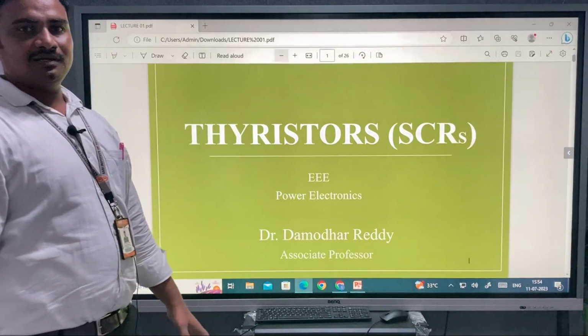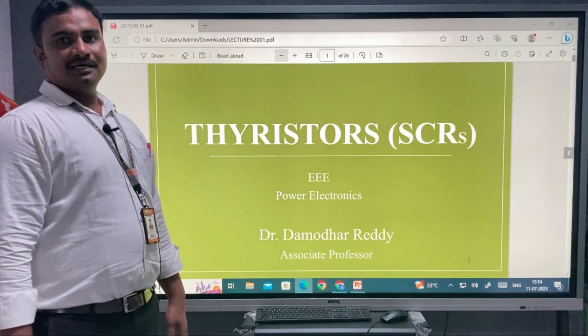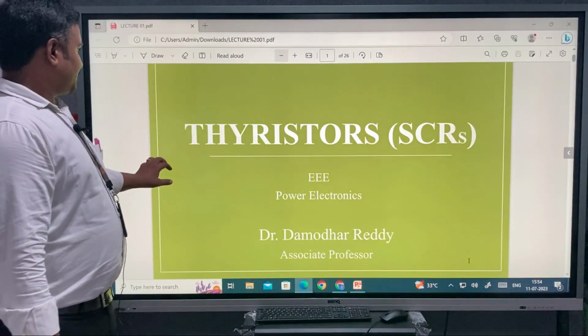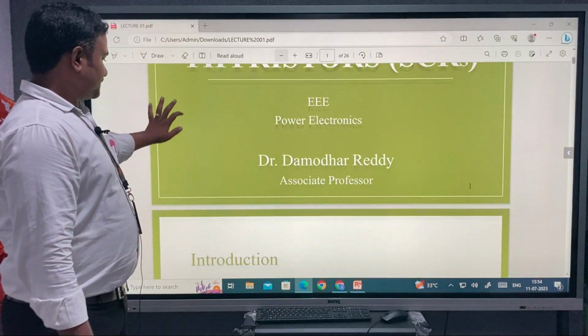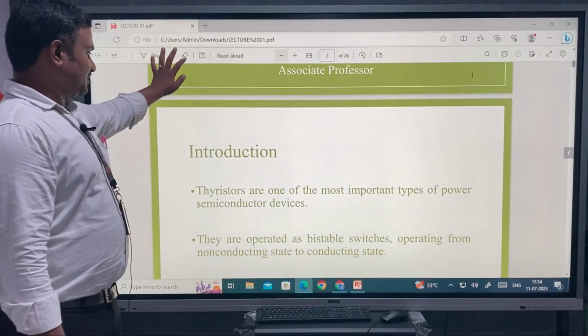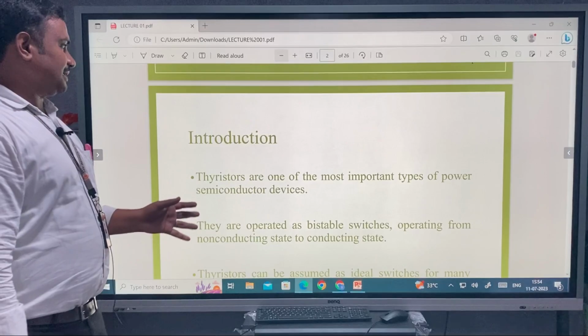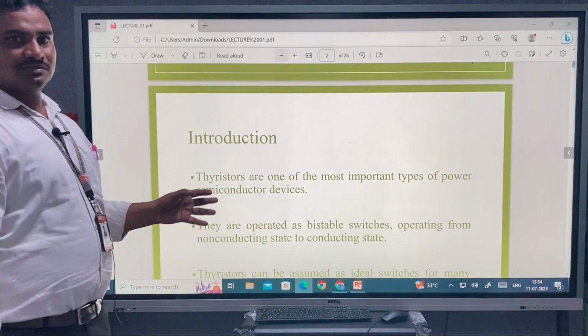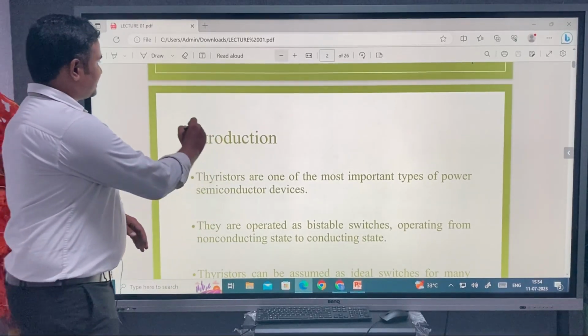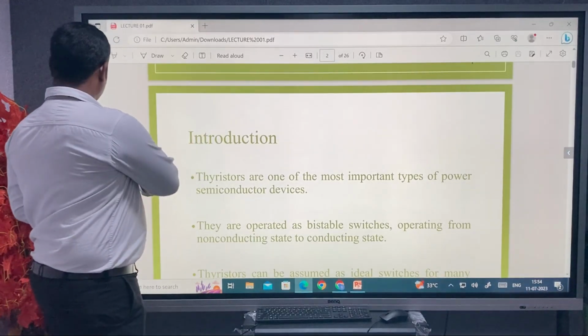So, in this session, we are going to deal with these thyristors. When it comes to the introduction part, thyristors are one of the most important types of power semiconductor device. So, we can say thyristors are controlled devices.